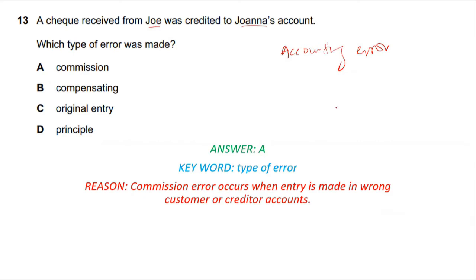If you do not know, you should read about the different accounting errors that we have, and please familiarize yourself with different types of accounting errors. In this question, we need to identify which type of error was made. This is a check which was received from Joe but was credited to Joanna's account. So basically, credit to wrong party account. Now, such an error is called error of commission. So option A would be the right answer for multiple choice 13.